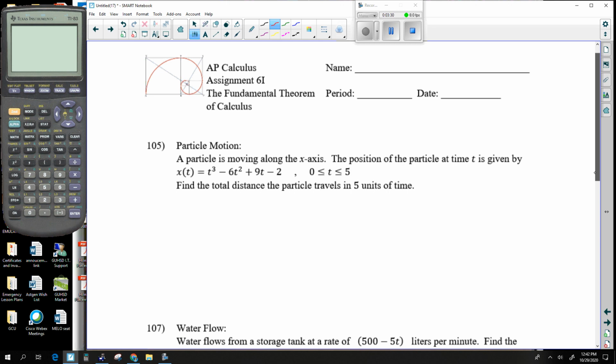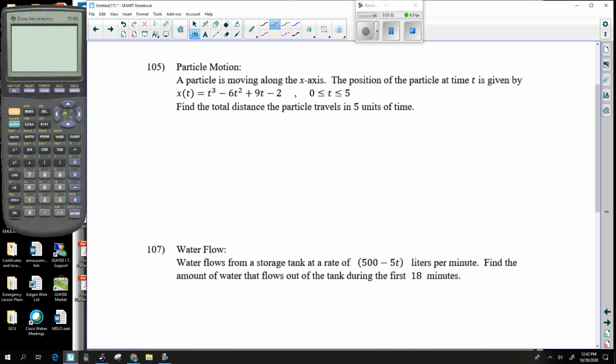Okay, a particle moving on the x-axis, right is positive, left is negative, is given by this. This is the position. So what is the total distance traveled? Okay, so let's go ahead and figure out the velocity of this thing. So the velocity is a derivative of position. So this is 3t squared minus 12t plus 9. All right, and so let's find critical pieces of this.